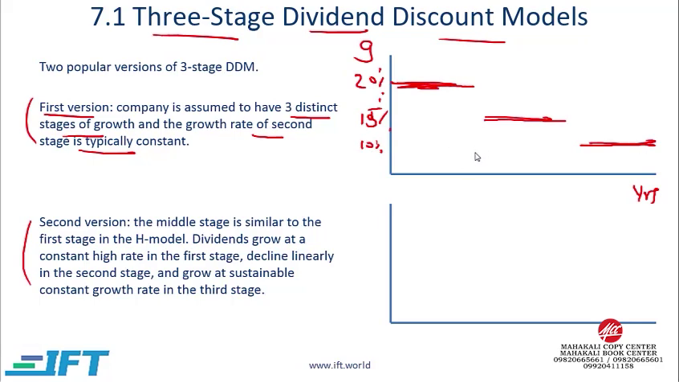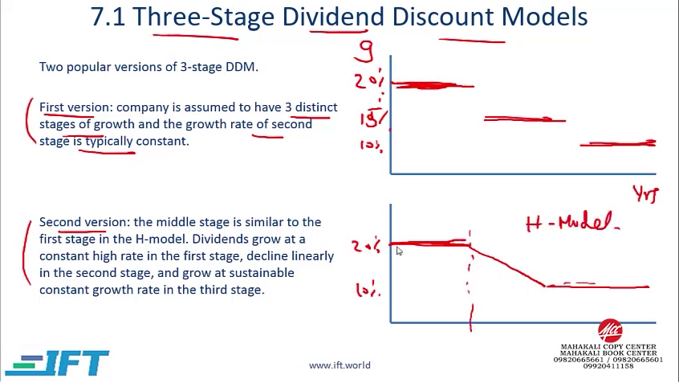The second version, which makes more sense, is taking a high growth rate initially and then effectively using the H model. So you are saying that for a few years we'll grow at 20%, and then gradually we'll come down to a long-term growth rate. Let's say the long-term growth rate again is 10%. So notice that we from here on are simply using the H model.